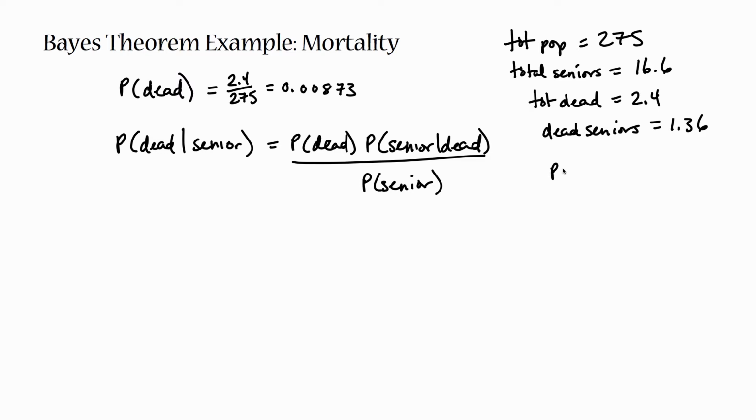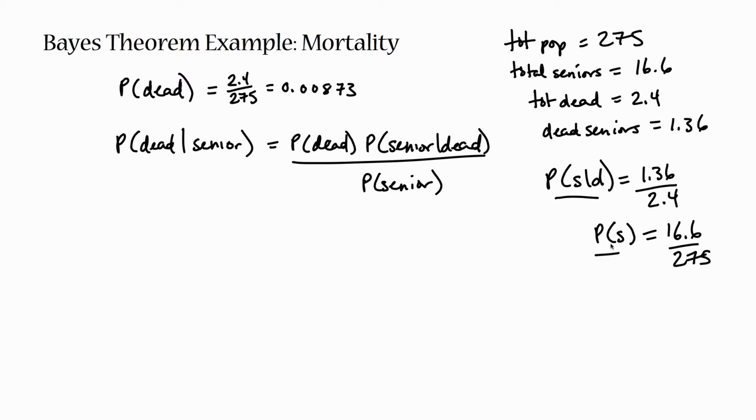So I've already established the unconditional probability of dying. What's the probability of being a senior given that you died? That's just how many of those dead people were seniors. So P(senior given dead) is going to be the total number of dead seniors divided by the total number of dead. And the probability of being a senior is just the number of seniors divided by the total population, which is 16.6 over 275.